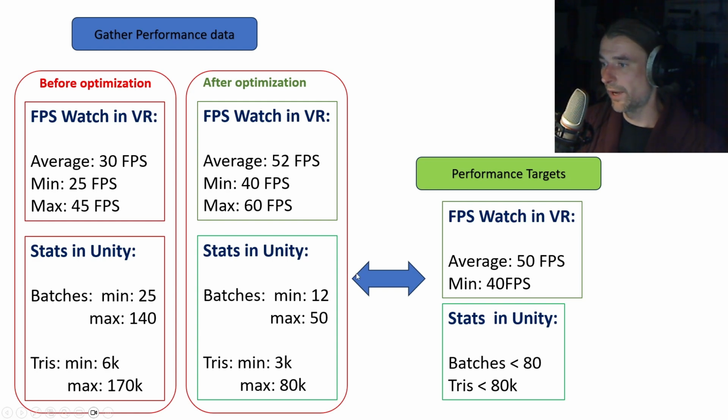And then if you compare this against the performance targets, we hit the performance targets very well, because we never dropped below 40. Our average was even more than 50, and we never had more than 80 batches and more than 80k triangles. So well done. That's it. Hopefully you enjoyed it.